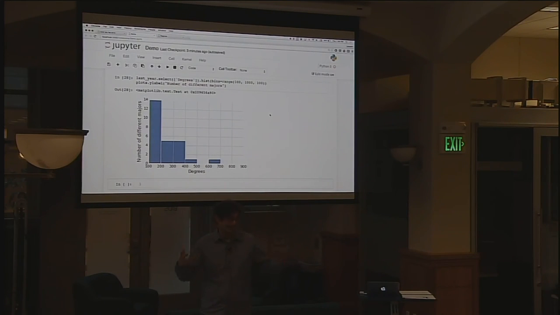But first you ask, what do my data look like? What's going on in this big pool of numbers? And you do that by putting it in a chart.